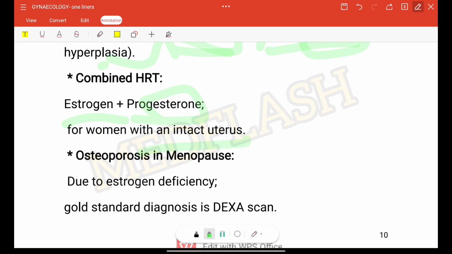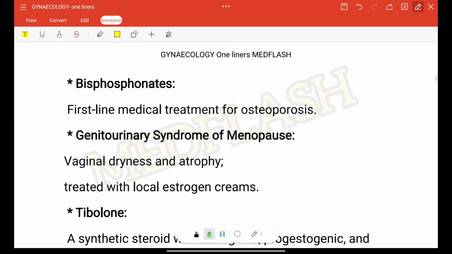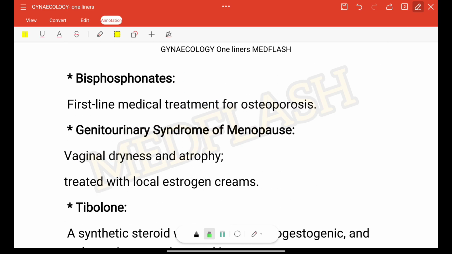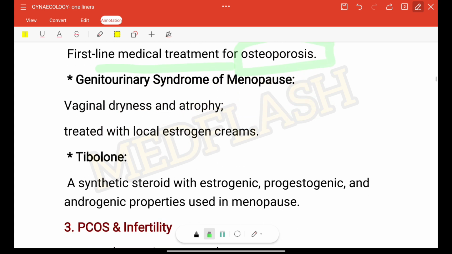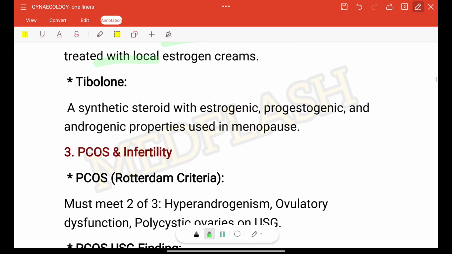Osteoporosis occurs in menopause due to estrogen deficiency. Gold standard diagnosis is DEXA scan. Bisphosphonates are the first line medical treatment for osteoporosis. Genitourinary syndrome of menopause: vaginal dryness and atrophy, treated with local estrogen creams. Tibolone, a synthetic steroid with estrogenic, progestogenic, and androgenic properties, is used in menopause.